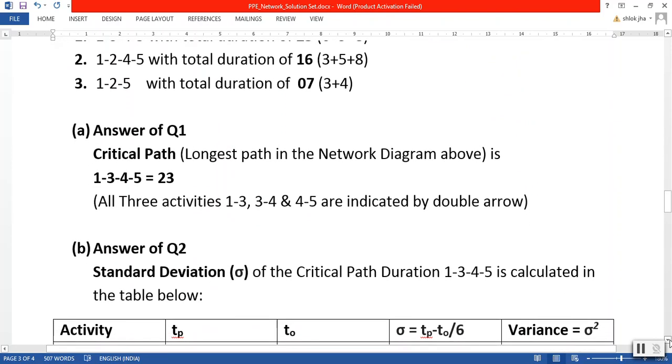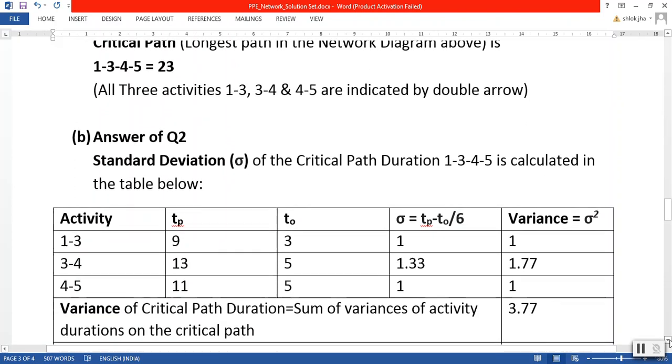Standard deviation delta of the critical path duration 1-3-4-5 is calculated as below. Activities 1-3, 3-4, 4-5, all the critical activities, and in front of them we are given TP and TO, and delta is calculated. Delta is equal to TP minus TO divided by 6 for 1-3, 3-4, and 4-5. Delta, I mean standard deviation, will be 1, 1.33, and 1. Accordingly, in front of all these three critical activities, we can calculate variance.